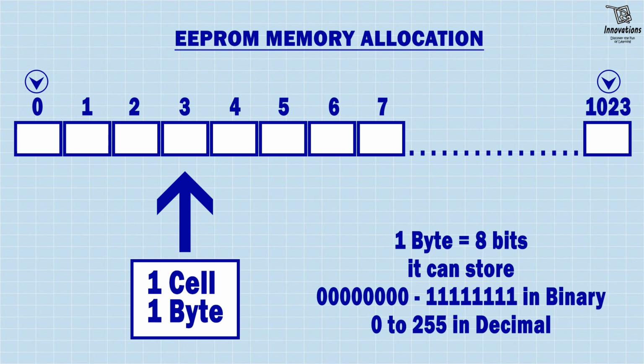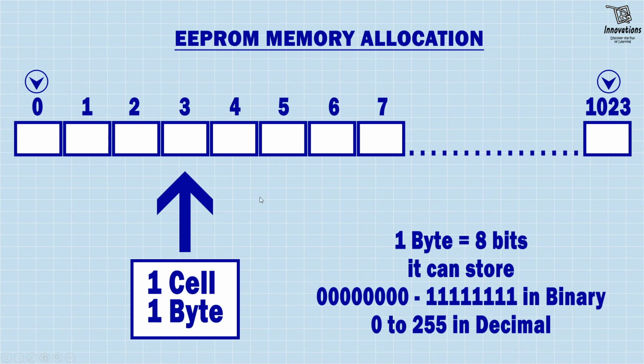If we consider the EEPROM memory allocation in an Arduino, there are 1024 bytes. So we can assume each byte as a cell. 1 byte equals 1 cell. So there are 1024 cells, and if we number the cells from 0, it will be from number 0 to 1023 cells in the EEPROM, and we can consider each cell to store 1 byte. So as 1 byte equals 8 bits, each cell can hold 8 bits. That means each cell can hold 8 zeros to 8 ones in binary. That means in decimal it can hold 0 to 255.